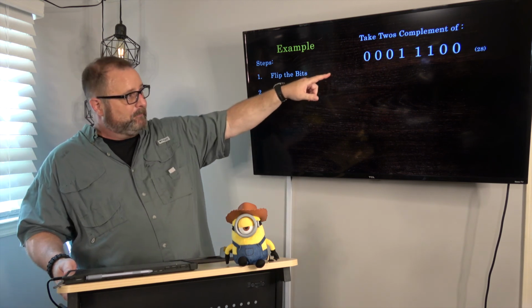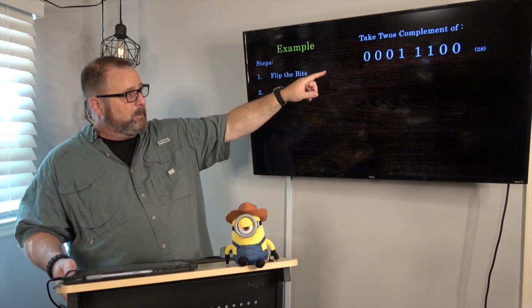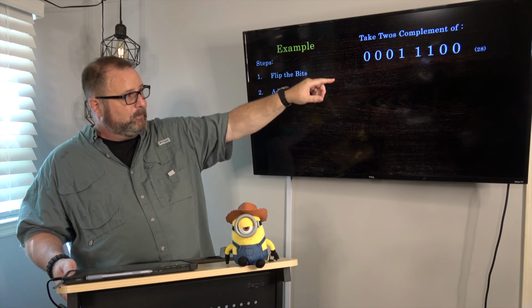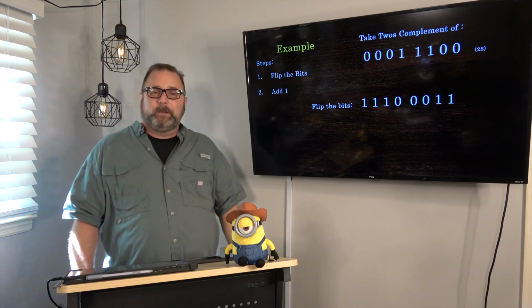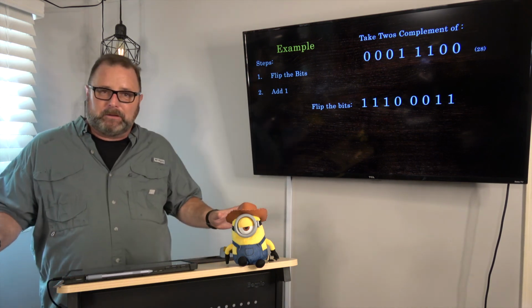So that's the left nibble 0001, so it should be 1110. And then the right nibble should be 0011. Okay, so there you go. We flipped the bits, and that's all there is to it.